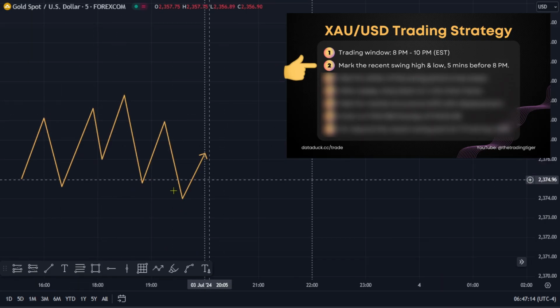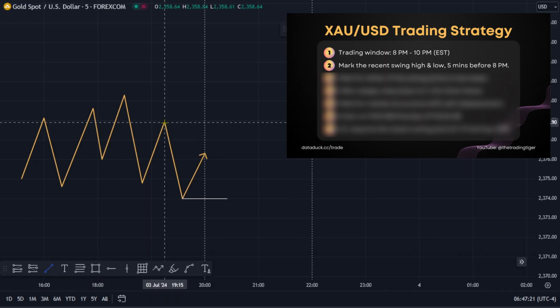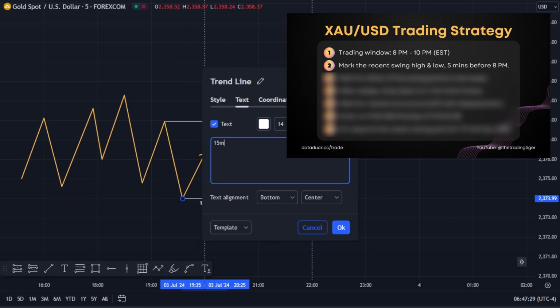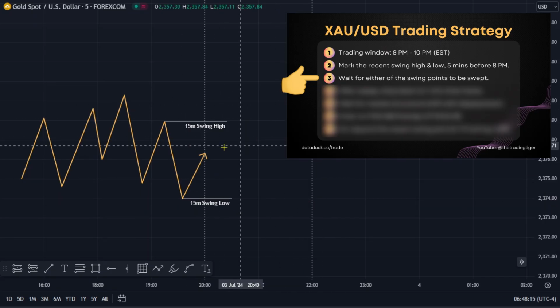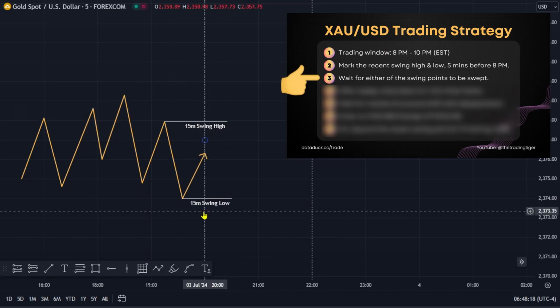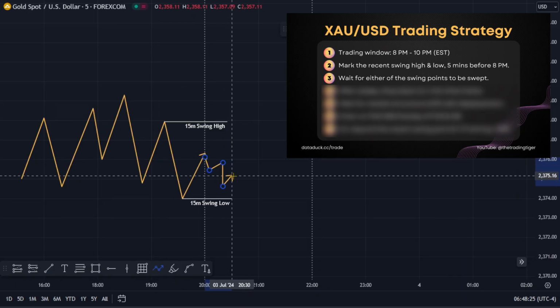First of all, we have to come to our charts 3 to 5 minutes before 8 p.m. And on a 15-minute time frame, we have to mark the recent swing high and recent swing low. Remember, it is 8 p.m., not 8 a.m. After the 8 p.m. opening, we have to wait for either that swing high or swing low to be taken out. This is also where the Asian session starts, so volatility will be injected into the market.